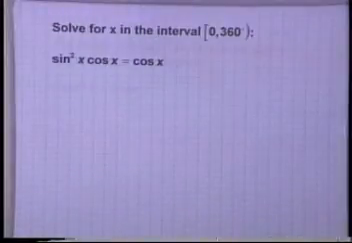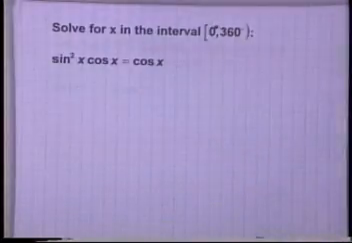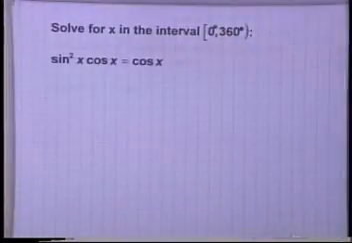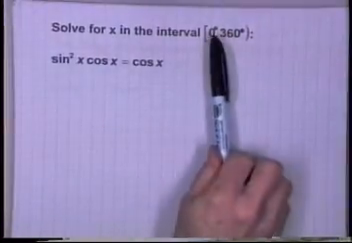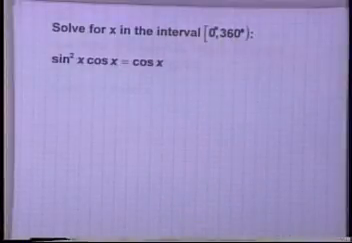Solve for x in the interval 0 degrees to 360 degrees. So notice here we're changing from radians to degrees. Notice again, however, we may include an answer of 0 degrees but not 360 degrees. Well, let's take a look at our equation.